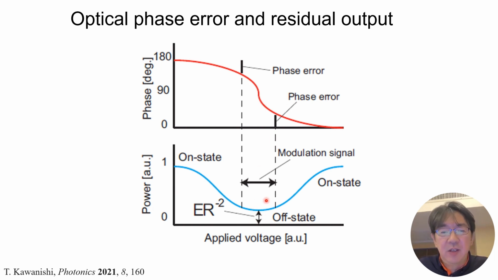If we use the modulator close to off state, we would have a large impact of such error. But if we use it close to off state, we can reduce the required voltage because we can easily change the phase or amplitude. If the extinction ratio is very high, even if the modulation signal amplitude is very small, we can transmit the signal. We have demonstrated such a function.